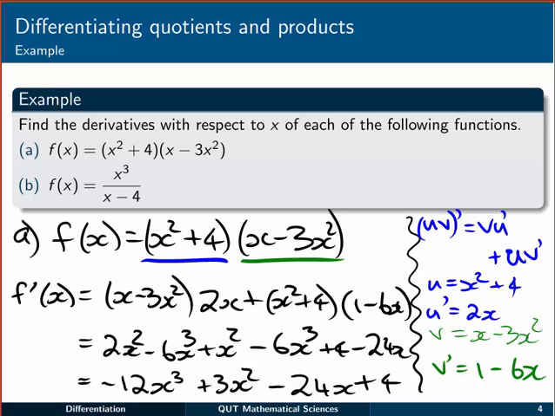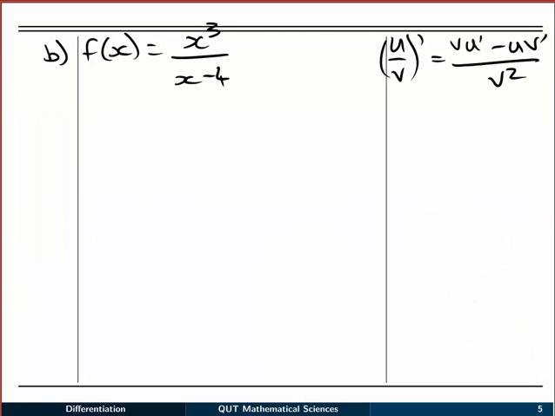Let's have a look now at the quotient. In part B, we're asked to find the derivative with respect to x of f of x equal to x cubed on x minus 4. So the quotient rule tells us that the derivative of u on v is vu dash minus uv dash over v squared. So let's identify u and v. U is going to be x cubed, and v is going to be x minus 4. So we can write over here that u is x cubed, and its derivative then is 3x squared.